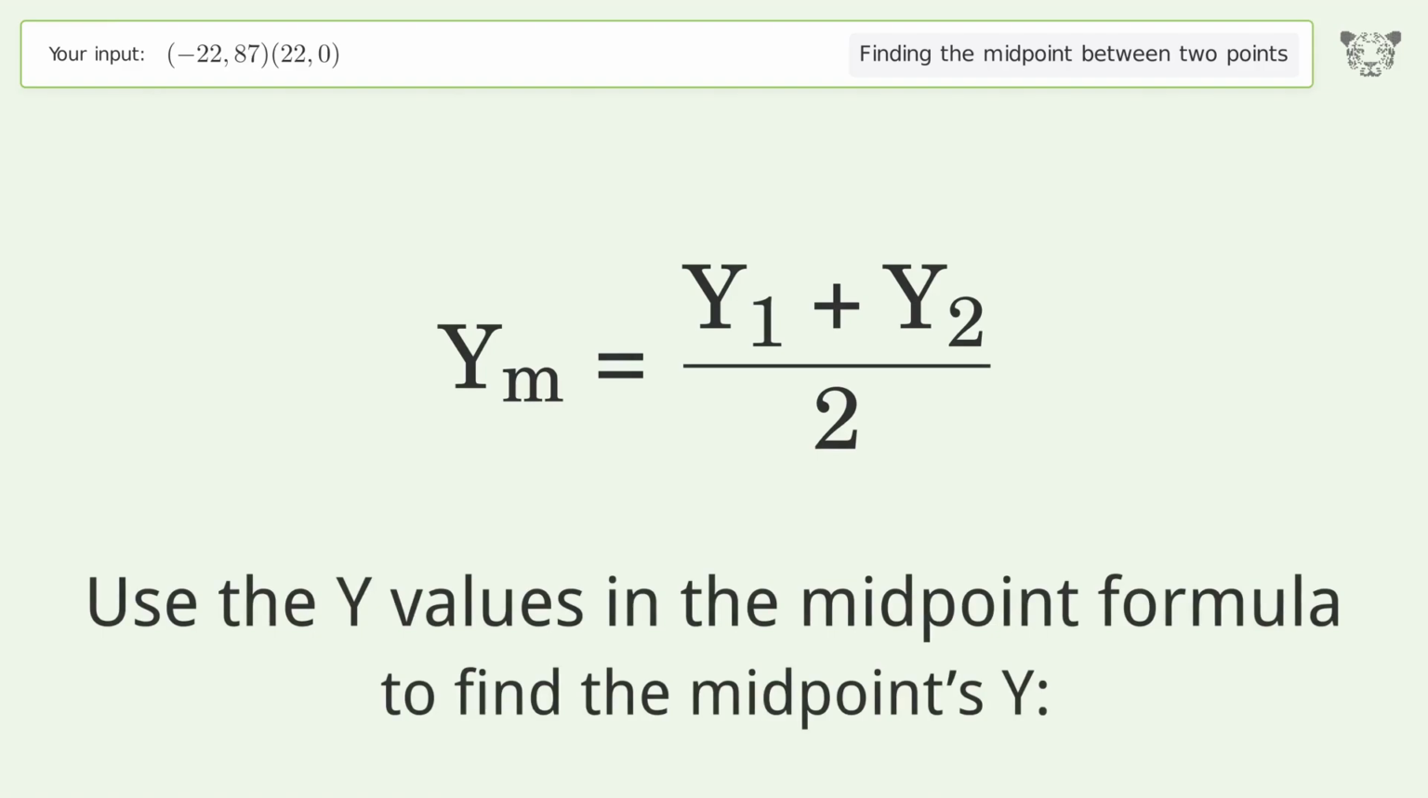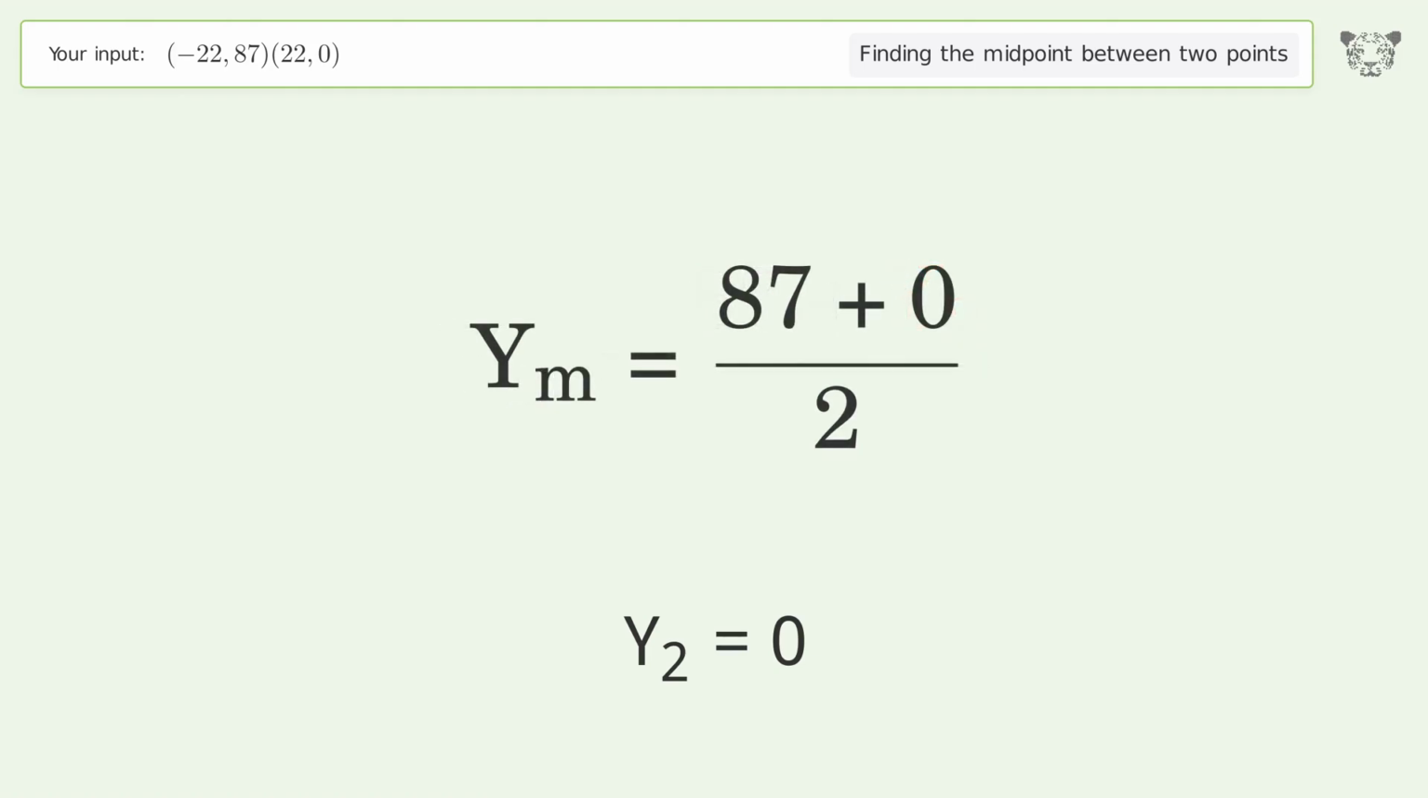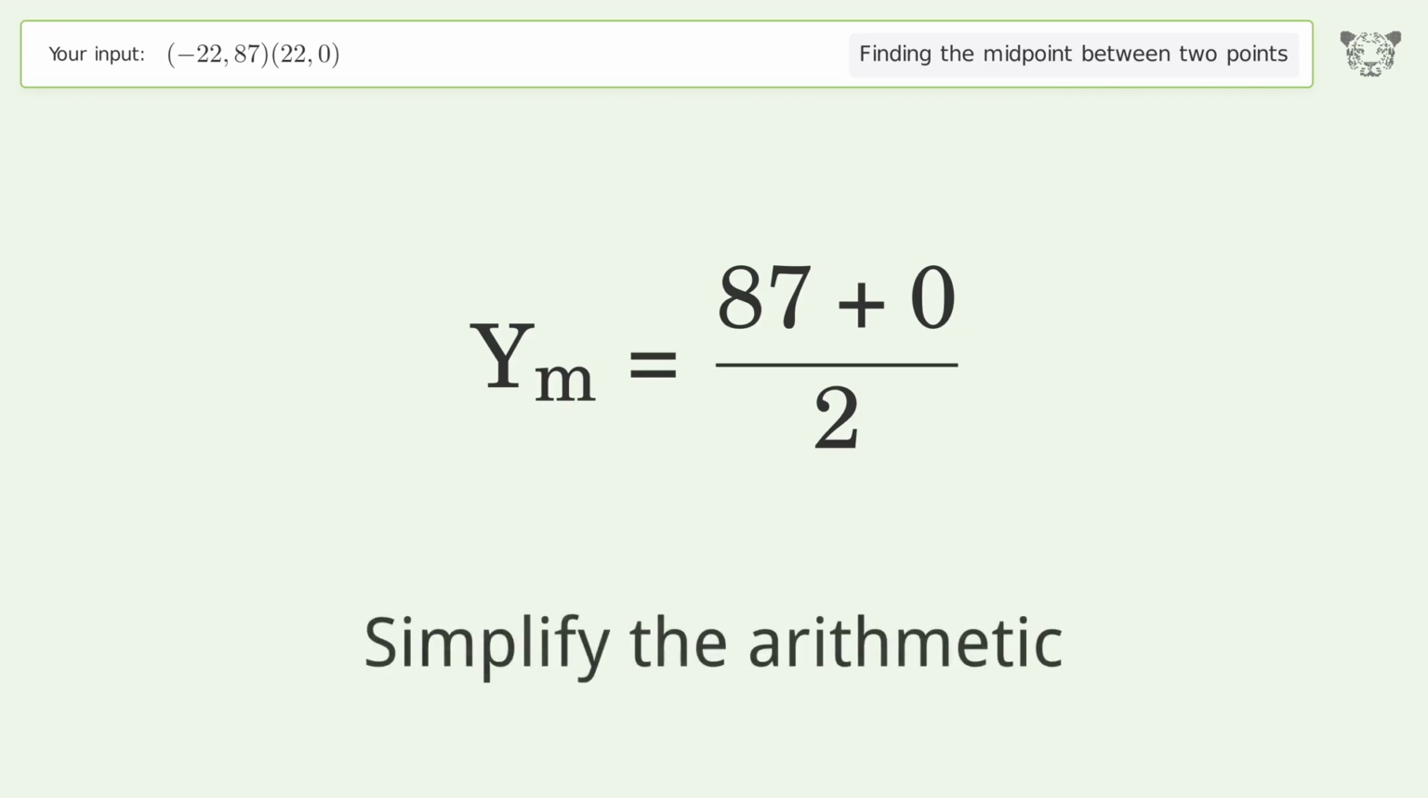Use the y values in the midpoint formula to find the midpoints y. y1 equals 87. y2 equals 0. Simplify the arithmetic.